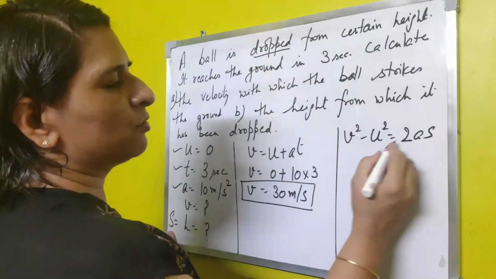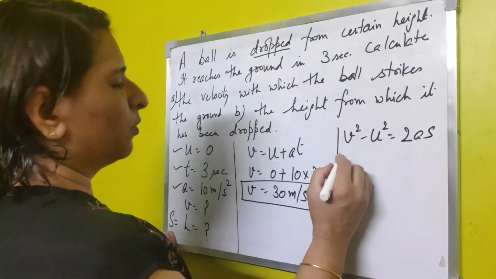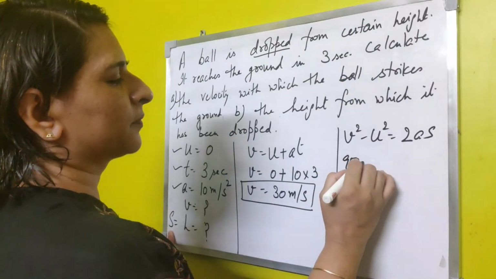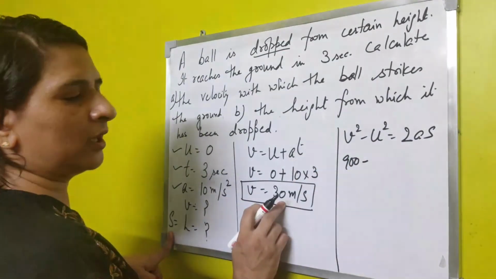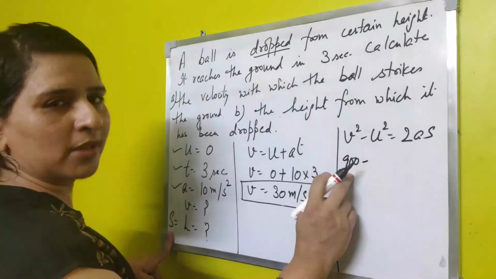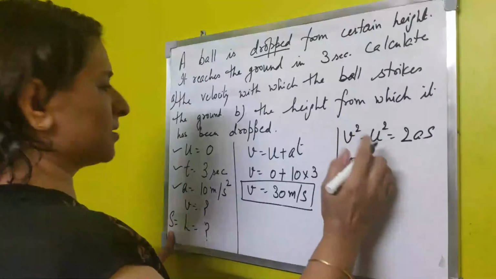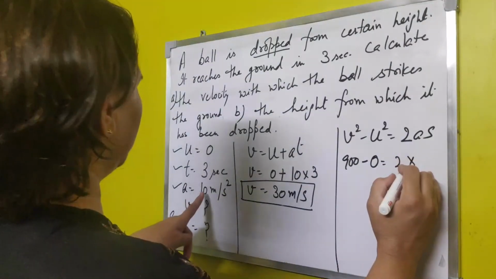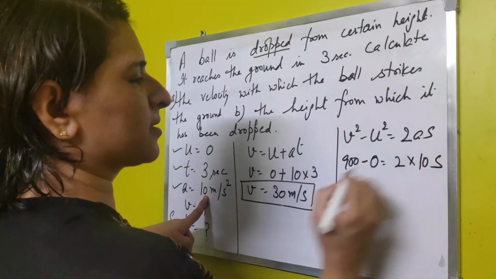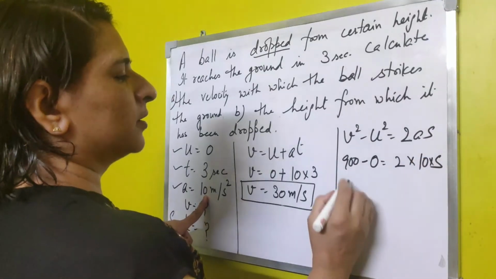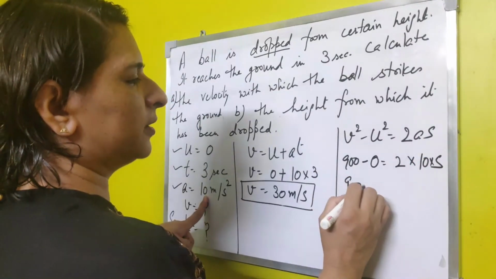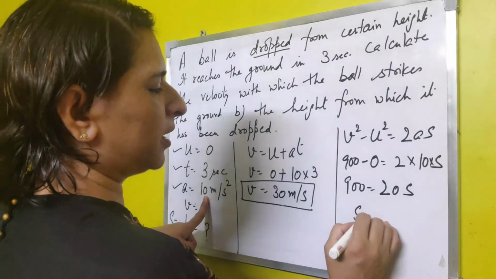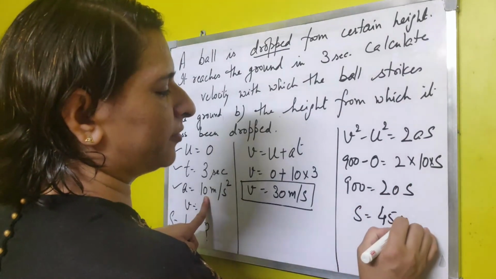V square minus u square is 2as. V square is 900 because V is 30. Fine, V is 30. So, this is 900 and u is 0. 2 into a, a is 10, into s. Fine. So, this is 900 is equal to 20 s, or we can say s is 45 meters.